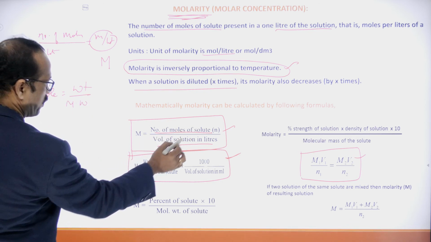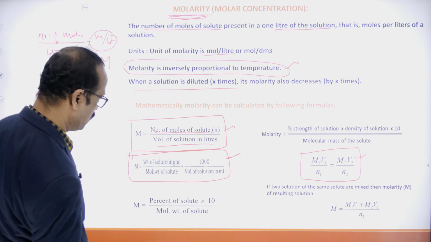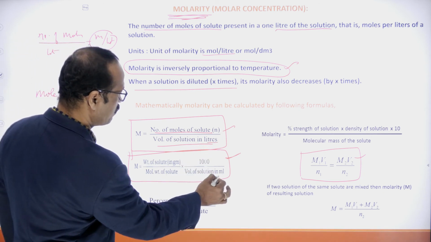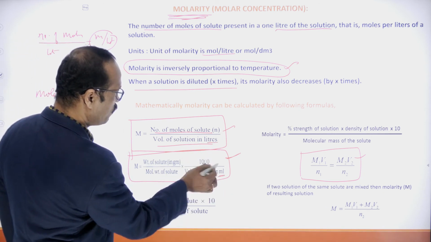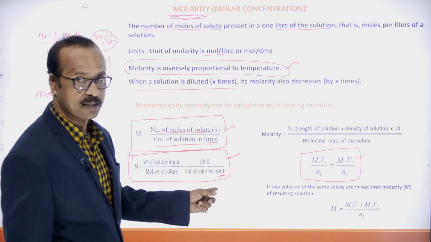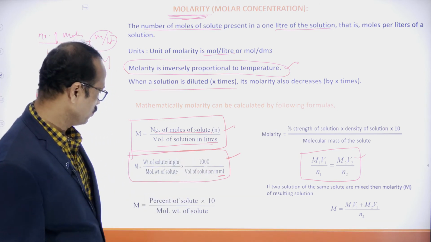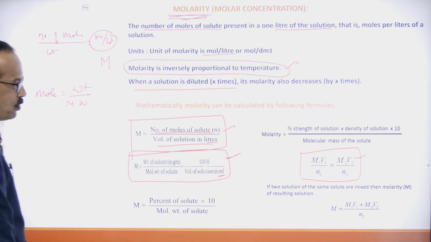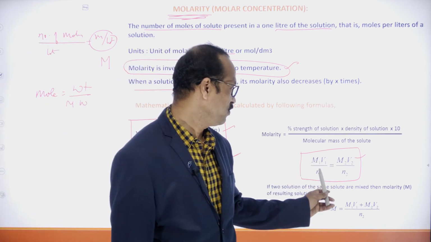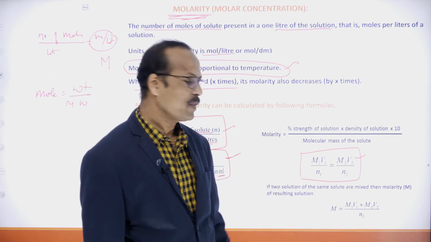So in place of the number of moles, we write weight by molecular weight, times 1000 by the volume of solution in milliliters. Here liters is there, here milliliters are there. 1 liter is equal to 1000 milliliters, so to convert this, you write 1000. And one more formula is also there: M1V1/N1 = M2V2/N2.